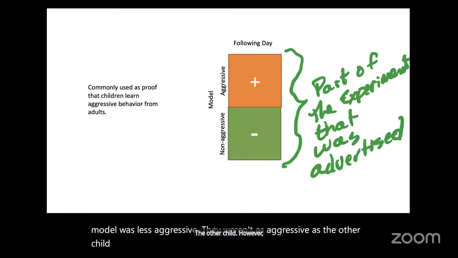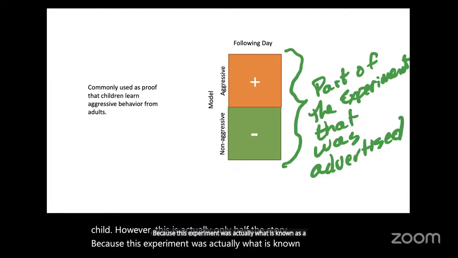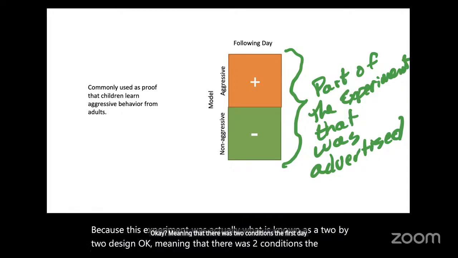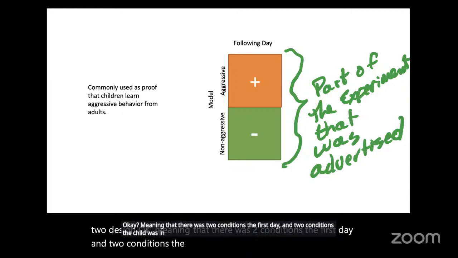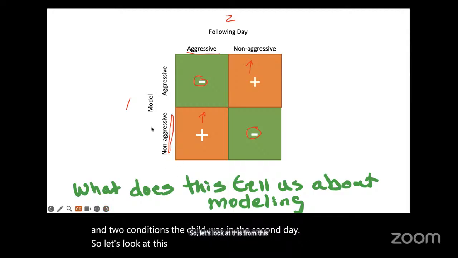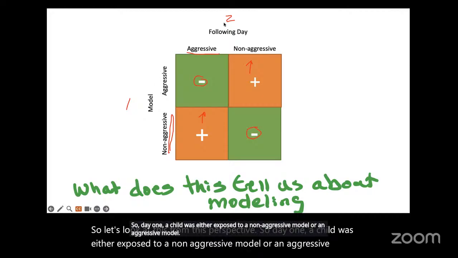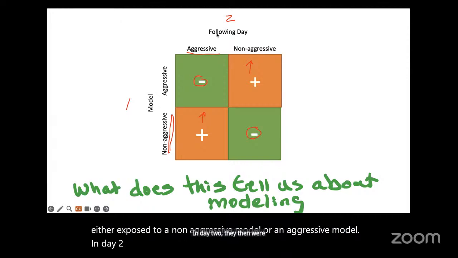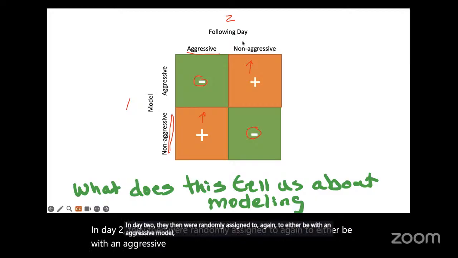However, this is actually only half the story, because this experiment was what is known as a 2 by 2 design. Okay, meaning that there were two conditions the first day and two conditions the child was in the second day. So let's look at this from this perspective. On day one, a child was either exposed to a non-aggressive model or an aggressive model. On day two, they were randomly assigned again to either be with an aggressive model or a non-aggressive model.